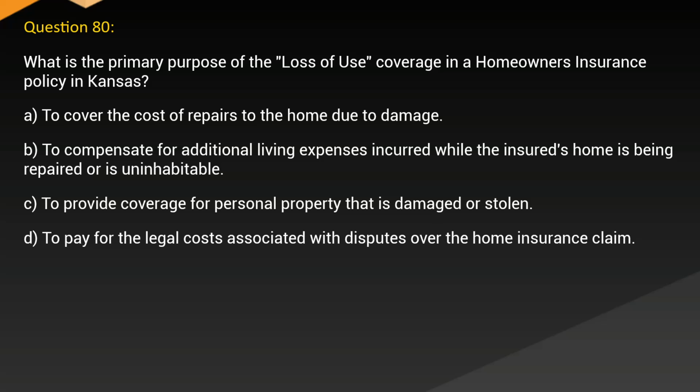Question 80. What is the primary purpose of the loss of use coverage in a homeowner's insurance policy in Kansas? A. To cover the cost of repairs to the home due to damage. B. To compensate for additional living expenses incurred while the insured's home is being repaired or is uninhabitable. C. To provide coverage for personal property that is damaged or stolen. D. To pay for the legal costs associated with disputes over the home insurance claim.